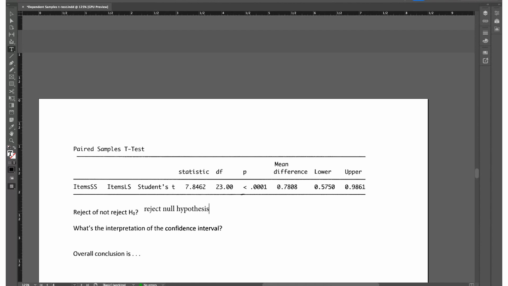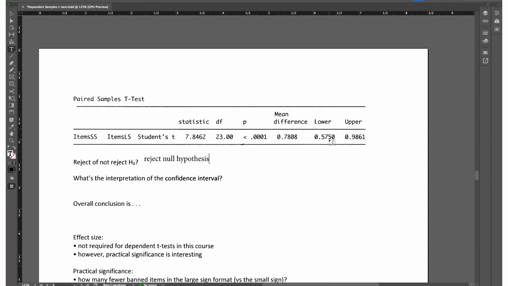What's the interpretation of the confidence interval? Okay, so here it is right here. Remember that we are dealing with thousands in units of measurement. So let's put the confidence interval this way. We are 95% confident that the difference can be as small as, okay, so it's in thousands, 575, or as high as 986.